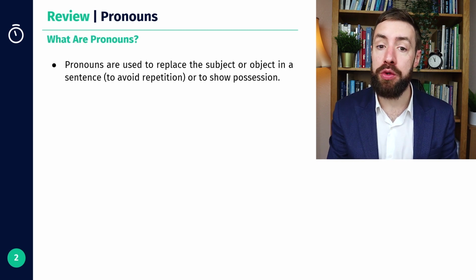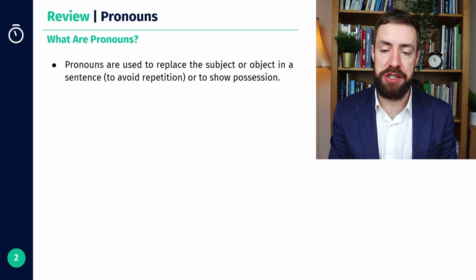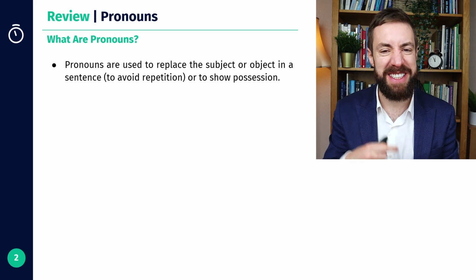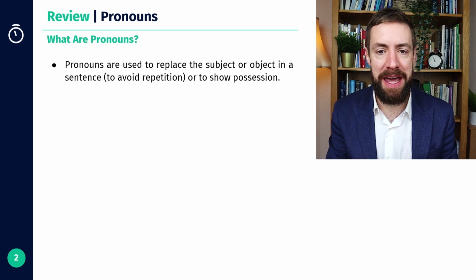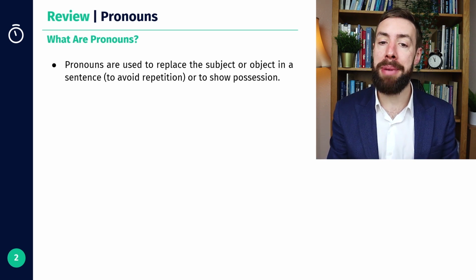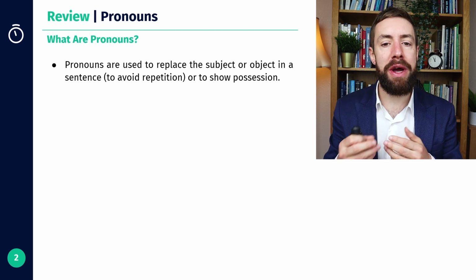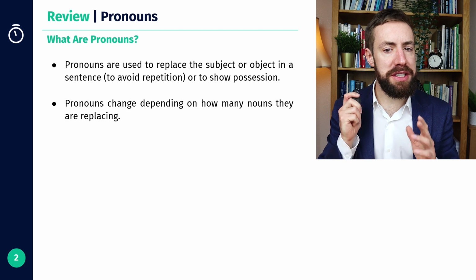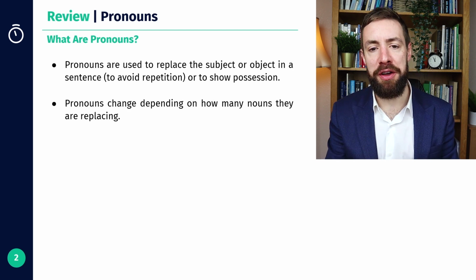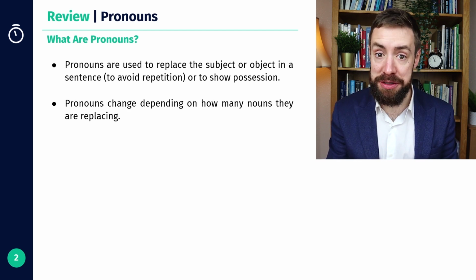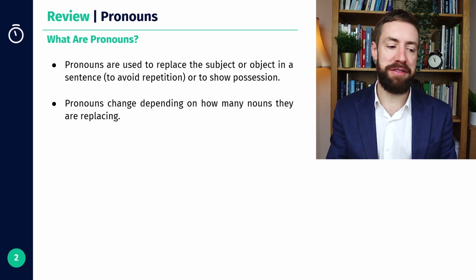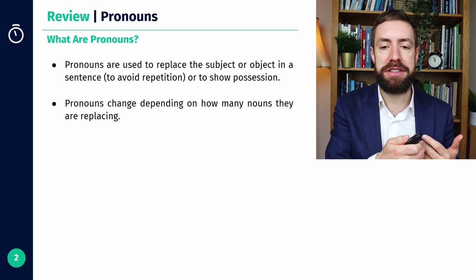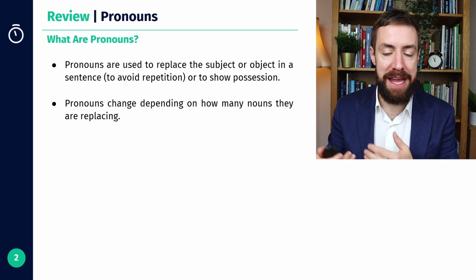So, pronouns are used to replace the subject or the object in a sentence to avoid repetition, to avoid saying the same thing again, or to show possession. Possession is when you own something, when you have something. Now, pronouns can change depending on how many nouns they are replacing. So, if they're replacing one, it'll be different to if they're replacing 2 or 3 or 10.